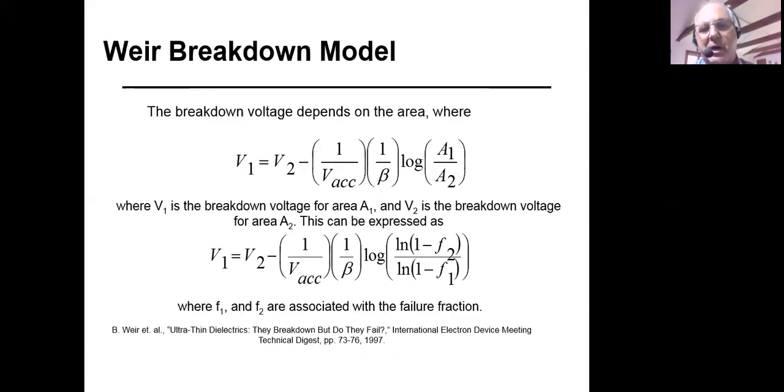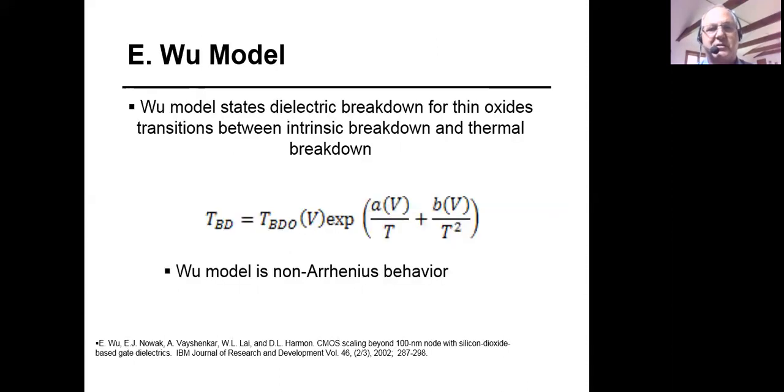Another model that's popular was by Bonnie Weir. These are breakdown voltage models, comparing breakdown voltage for one area versus another area. There's also a reference to a publication down there.